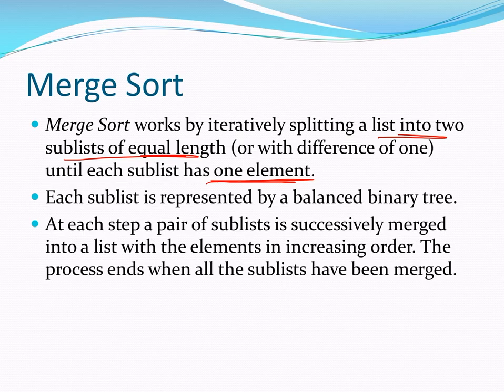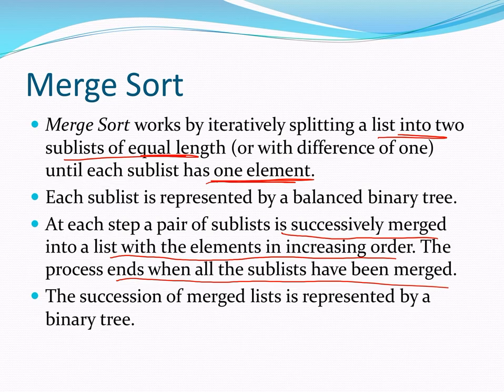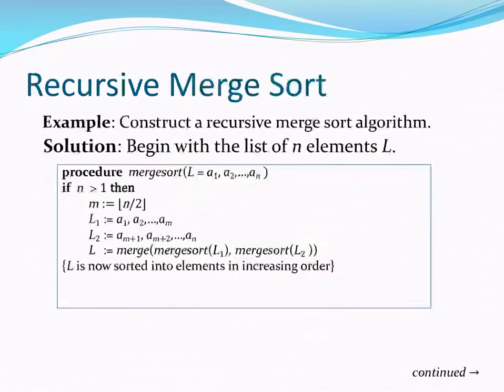And then we bring all of these lists back together. We will merge them, and as we're merging them, we'll make sure that the elements are in increasing order, and then the process ends when all the sublists have been merged. And that succession is also represented by really a reverse binary tree. And the thing that we're going to be keeping track of for the complexity analysis is the number of comparisons. All right, now here's the top level routine of merge sort.